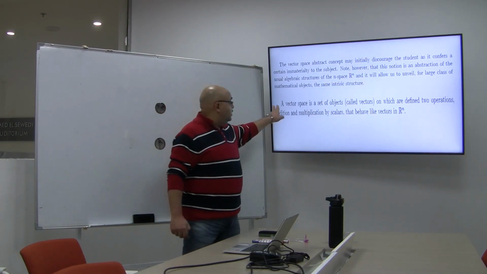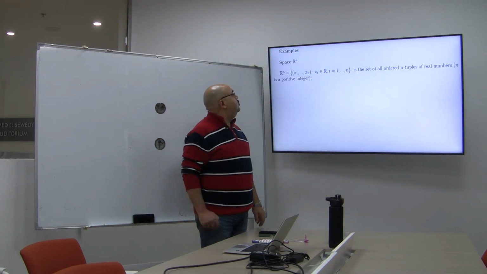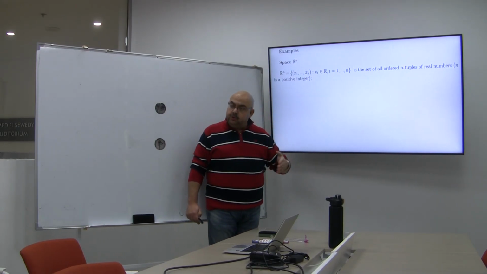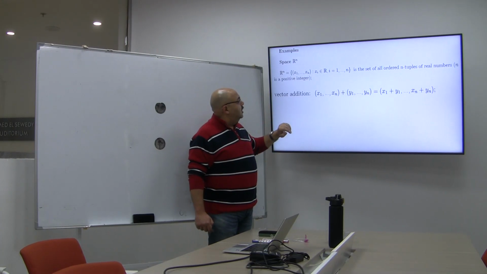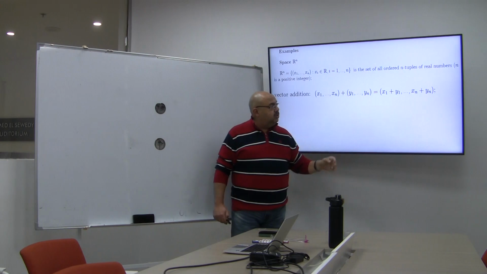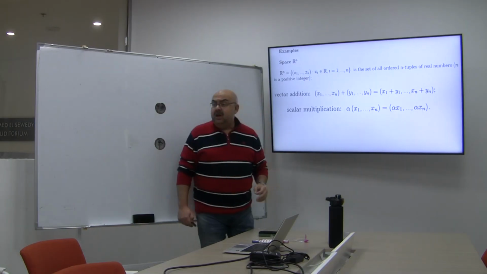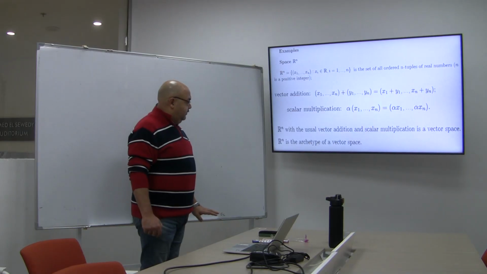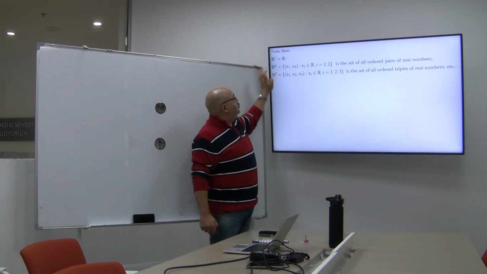A vector space is a set, once more, a set of objects called vectors, in which we define the 2 operations. You already know about this. For the spaces R to the power of n, which means R1, R2, R3, and so on, it is the set of all ordered n-tuples. With vector addition, you add the corresponding coordinates. And for scalar multiplication, you multiply every coordinate by this value. Rn with the usual vector addition and scalar multiplication is a vector space. Examples: R1, R2, and R3.